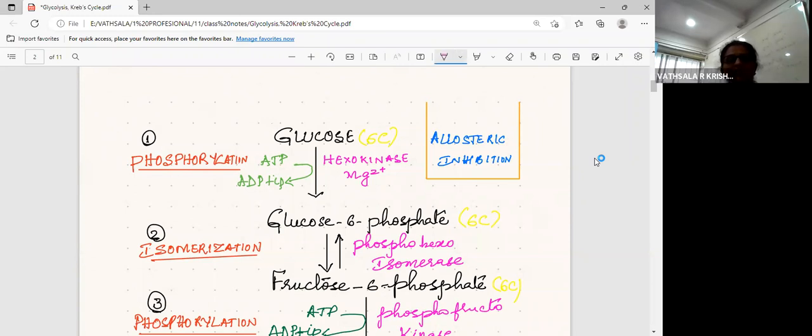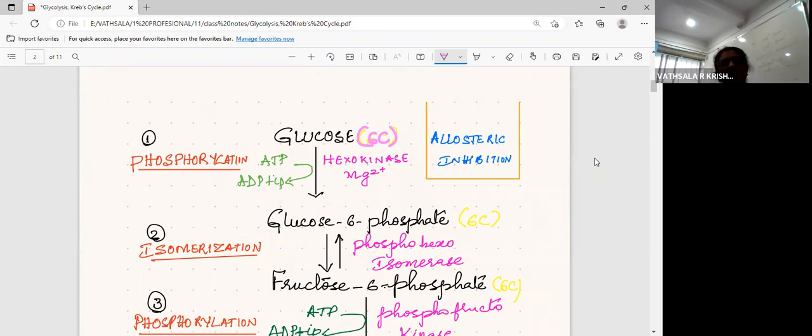So glucose is a 6-carbon compound here, and this glucose is converted to glucose 6-phosphate. That means a phosphate group is added to the 6th carbon atom of glucose. Which is the enzyme always for phosphorylation? Kinase. Since glucose is a hexose molecule, it's called hexokinase. Which is the cofactor? Magnesium is the cofactor. And what do you call that reaction?